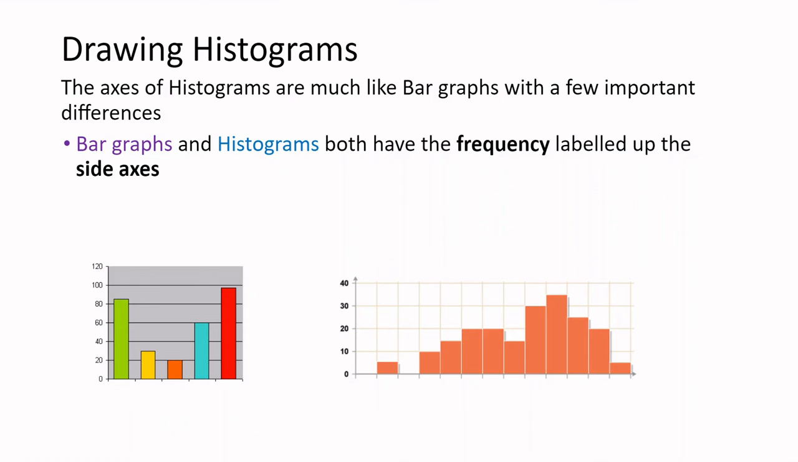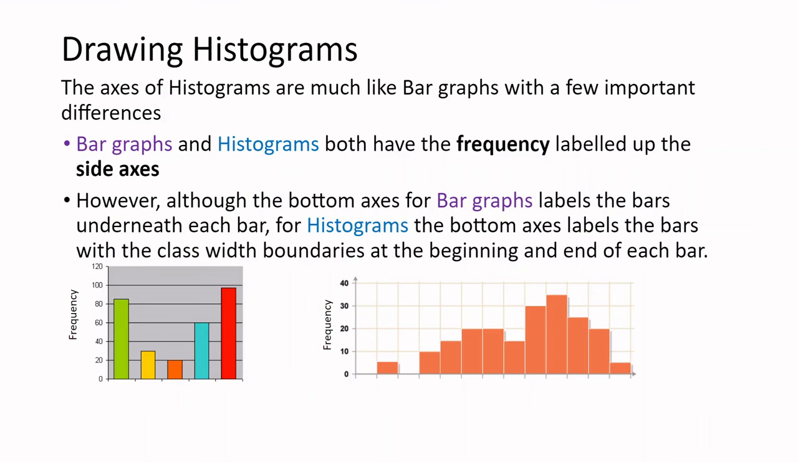The bar graphs and histograms both have frequency labeled up the side axis. However, although the bottom axis for a bar graph labels the bars directly underneath, for histograms, the bottom axis labels the bars with the class width boundaries at the beginning and the end of each bar. So here I've got green, yellow, orange, blue, red for my bar graph, whereas on my histogram, I've labeled the beginning and end of each bar with the boundary values. The first bar is for values 0 to 5. The second bar, which has a frequency of 0, is for values 5 to 10, and so on.